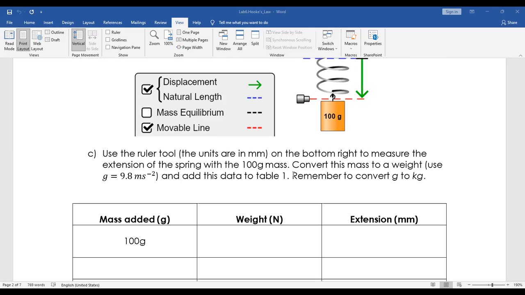This is 10 millimeter, maybe 16 millimeter. 16, 17, maybe yes, 17 millimeter. Then the next one, what do we need to do?